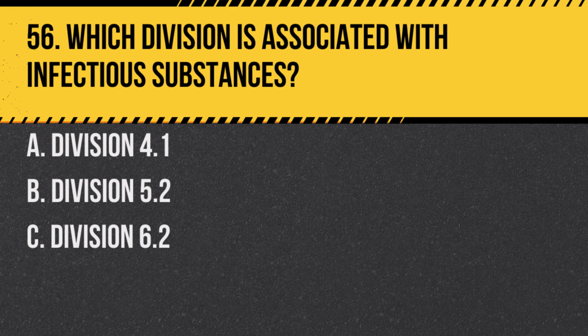Question 56. Which division is associated with infectious substances? A. Division 4.1. B. Division 5.2. C. Division 6.2. Answer: C. Division 6.2. Infectious substances fall under Division 6.2.